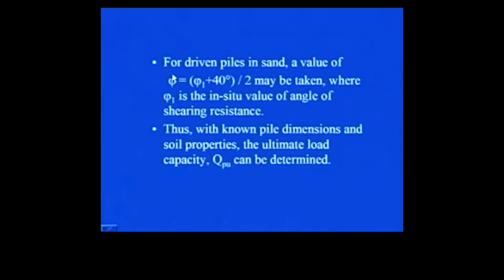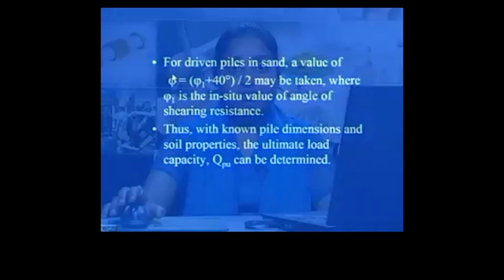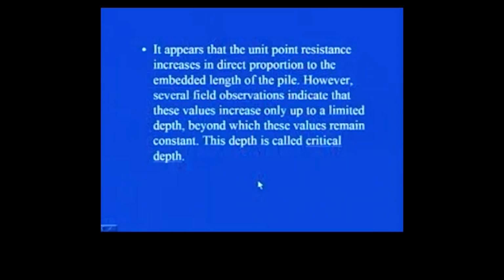You know that sigma bar, that is, what exactly will be the effective stress at the pile tip. If you simply multiply that by the area of the base of the pile tip, you will get this QPU, which is the ultimate load capacity. In point bearing, it appears that the unit point resistance increases in direct proportion to the embedded length of the pile, because you see that effective stress, that is sigma bar into NQ, is your unit point resistance.